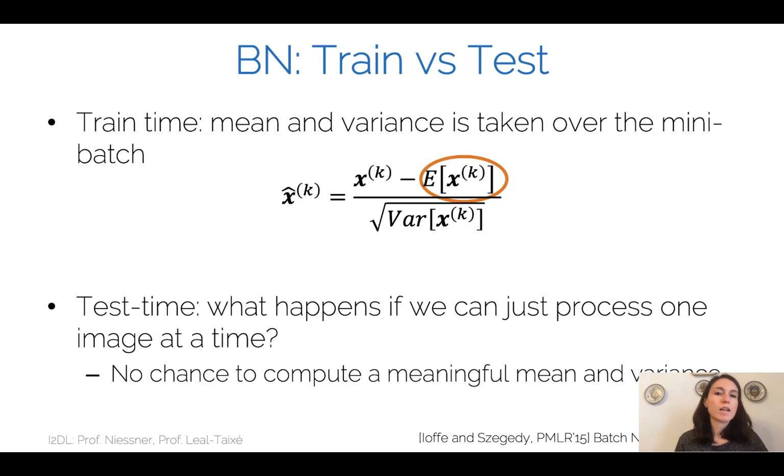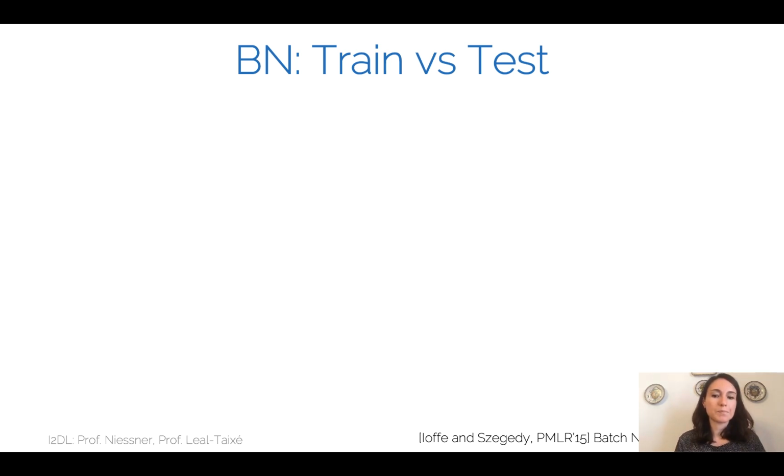So what happens with batch normalization at test time? At train time, it's very clear. We can compute the mean and variance over the mini batch. But at test time, usually what we have is just one image, right? We want to classify one image, and therefore we process one image at a time. We don't often have the concept of a mini batch at test time. So there's really no chance to compute a meaningful mean and variance with just one image. So how should I actually apply batch normalization at test time?